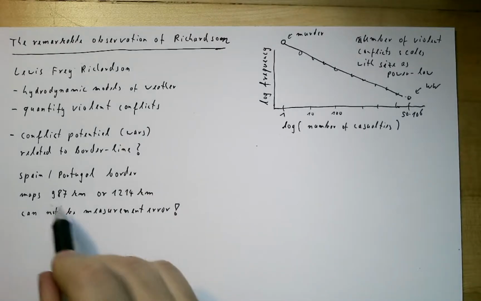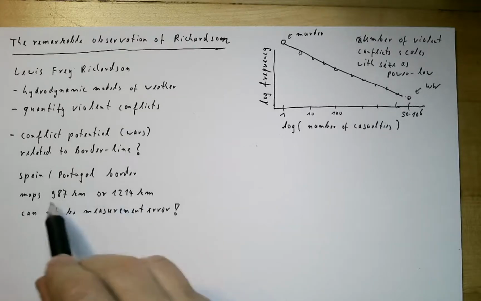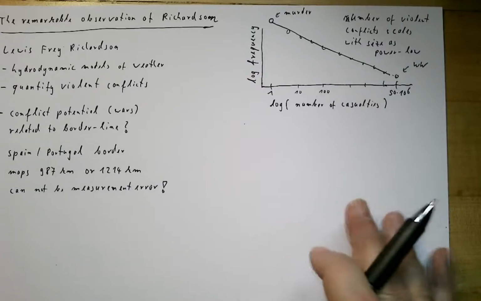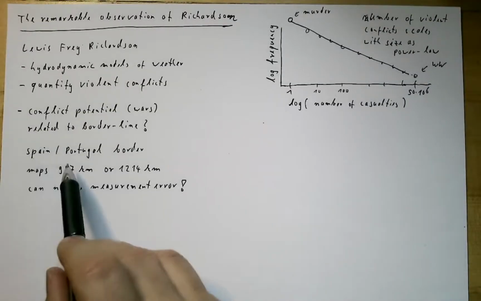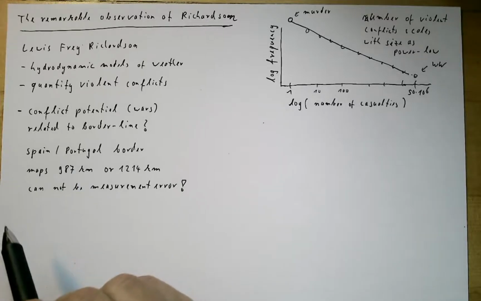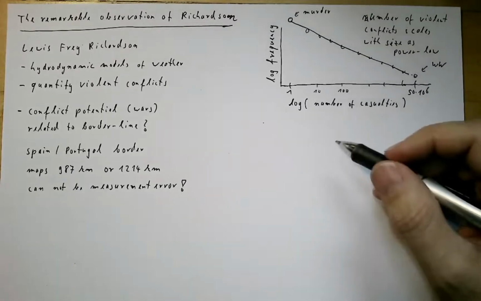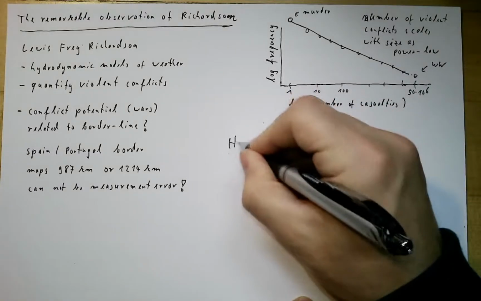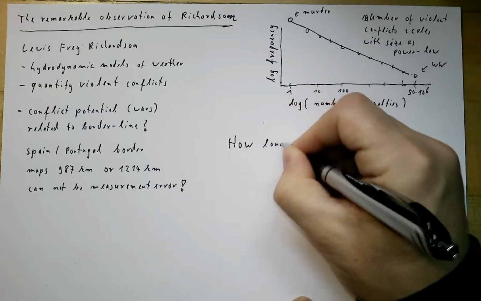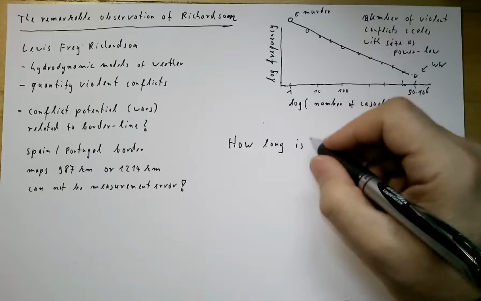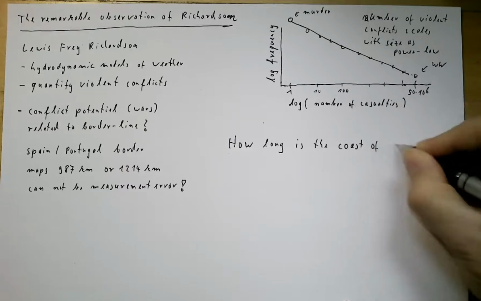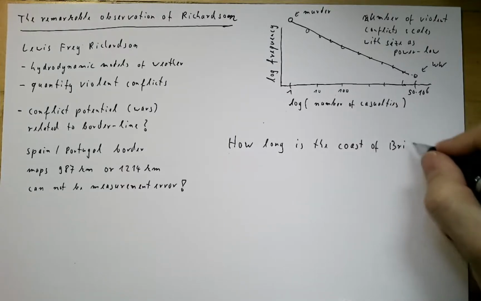But then what can be the origin of these very different lengths between two maps? This became very famous now, not for the borderline between Spain and Portugal, but for the coast of England. So let's write it down. How long is the coast of Britain?